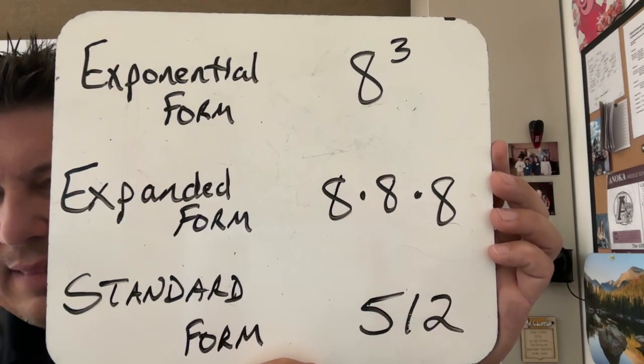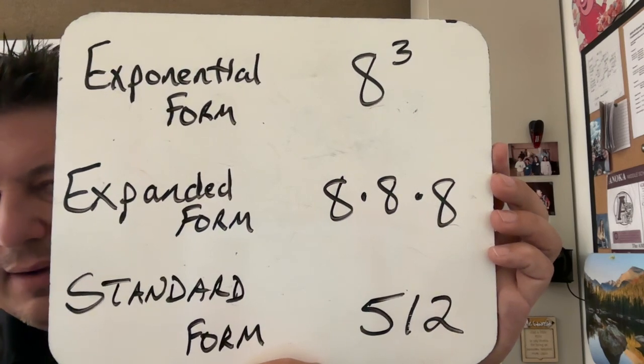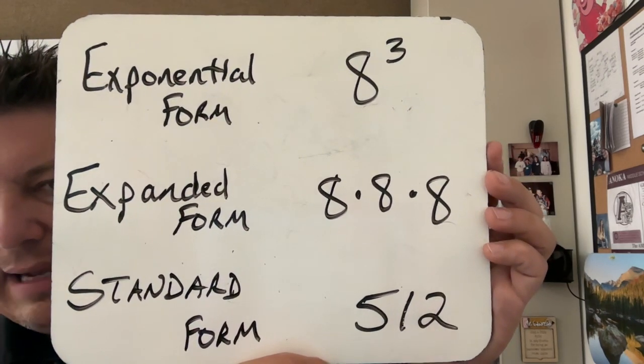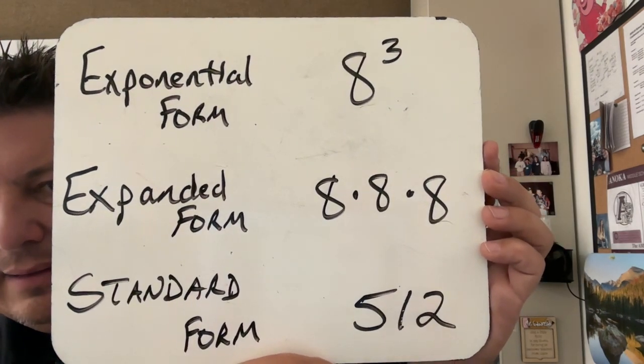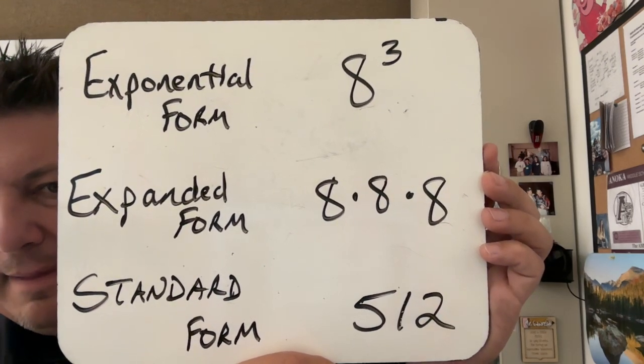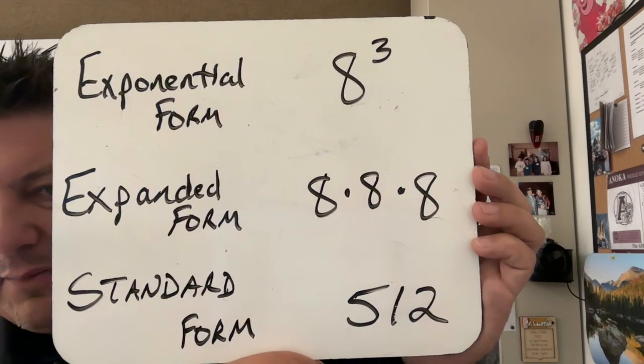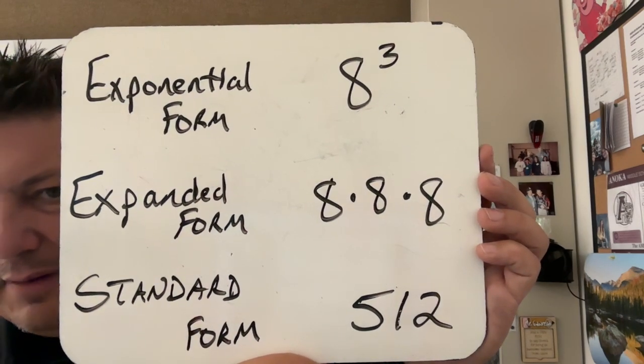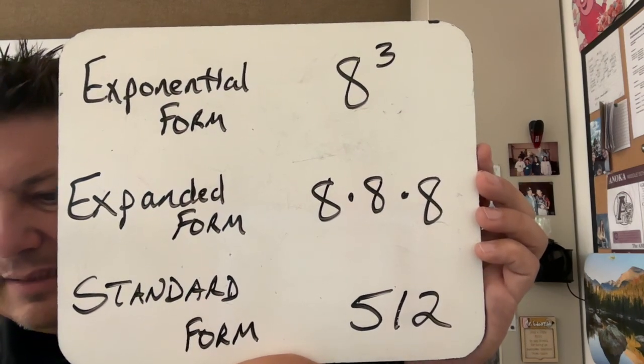Expanded, you can show that there's 3 8s being multiplied together. And if you remember from past years, the dot there, 8 dot 8 dot 8, what does the dot mean? It means to multiply. Standard form is just give me the answer. And if you have 3 8s multiplied together, it's 512.